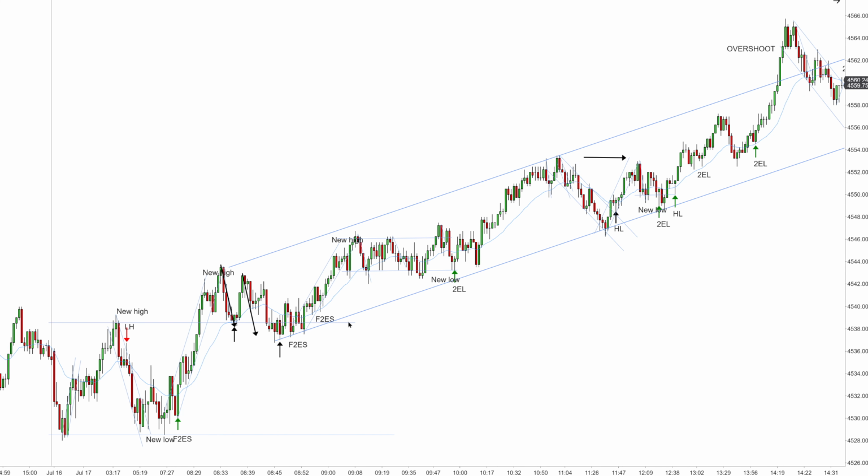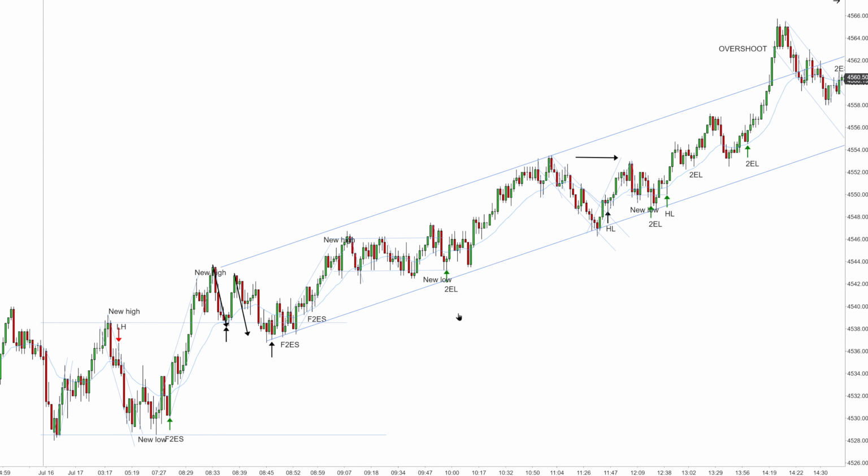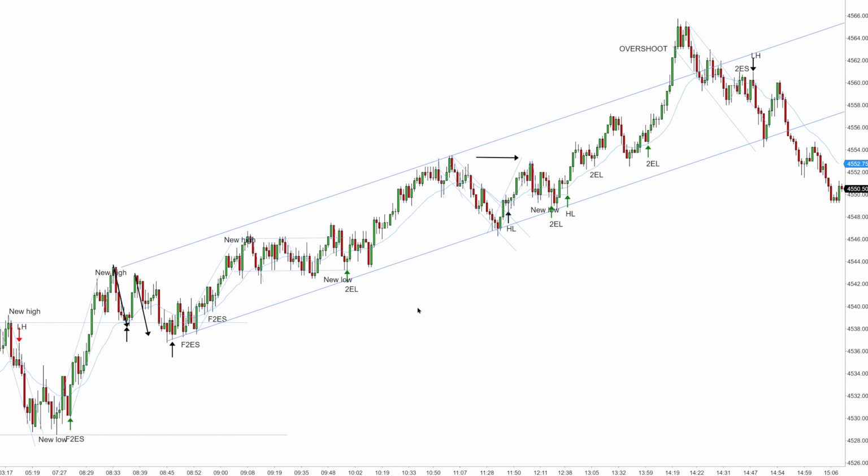So I hope it is clear what the market did here. Breakout area, resistance holding as a support, and the rest we already talked about.